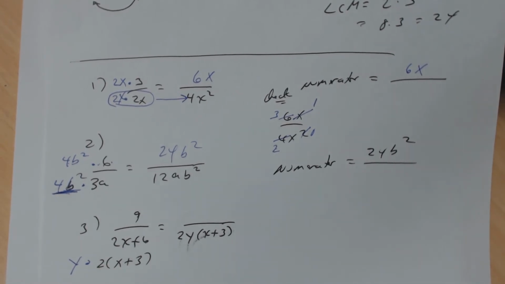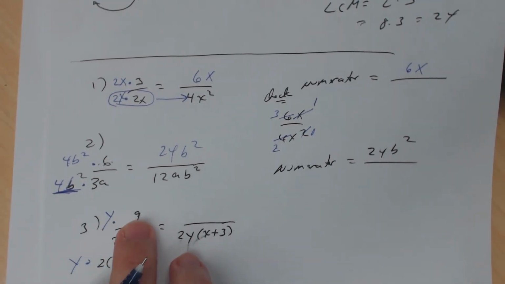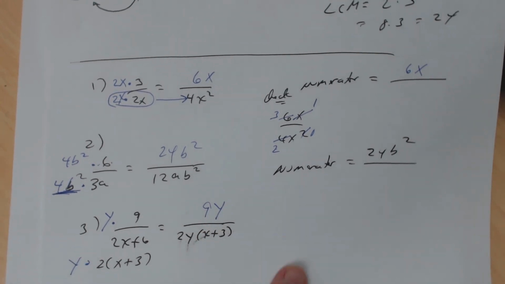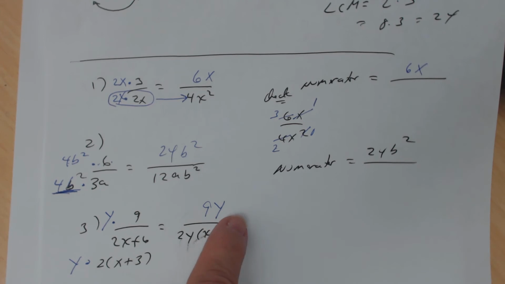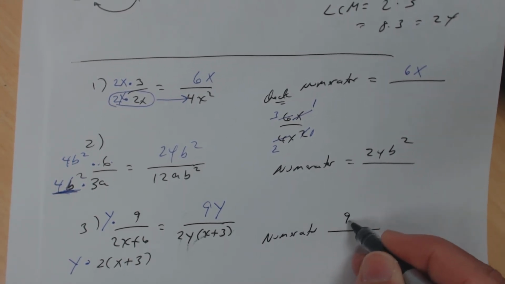But what I do to the denominator, I have to do to the numerator. So y times 9 is 9y. So 9 over 2x plus 6 is equivalent to 9y over 2y times x plus 3. So it's going to ask you for the numerator. So in the numerator, you're going to say 9y.